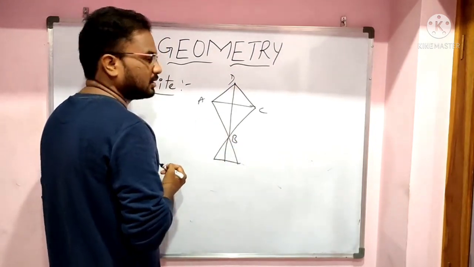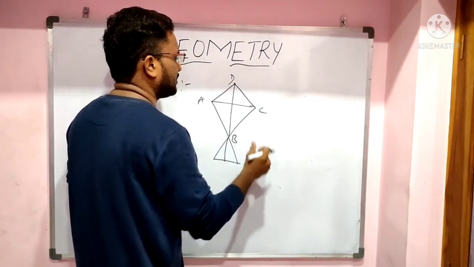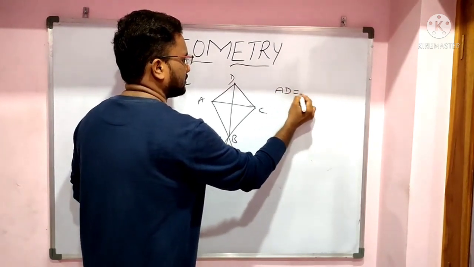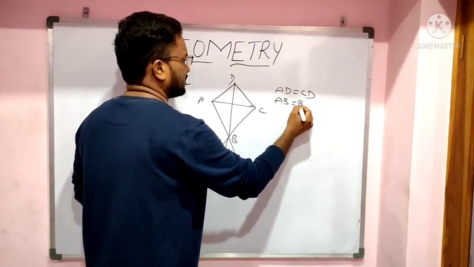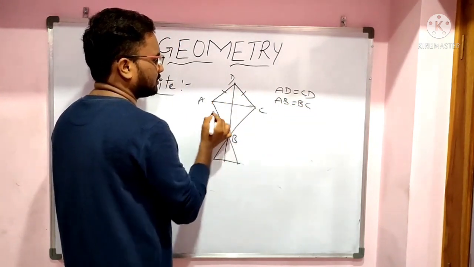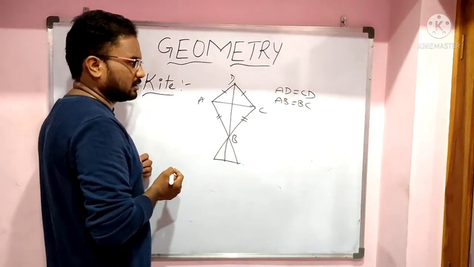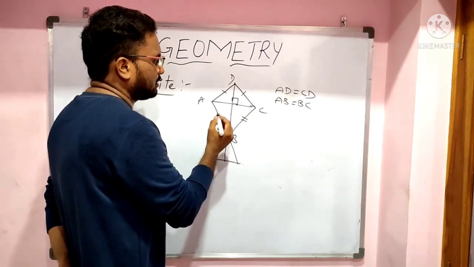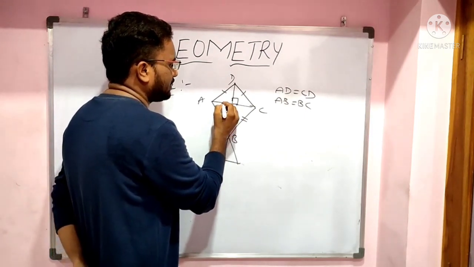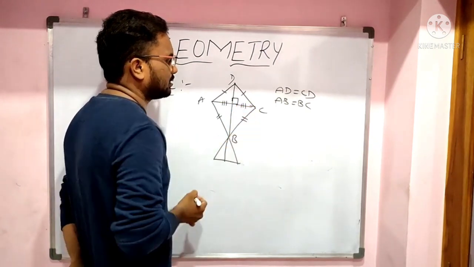In a kite, one set of opposite sides are parallel. That means AD equals CD and AB equals BC. This length and this length are both equal. Here AD equals CD and AB equals BC. And the longer diagonal bisects the shorter diagonal. That means this length and this length are both equal.